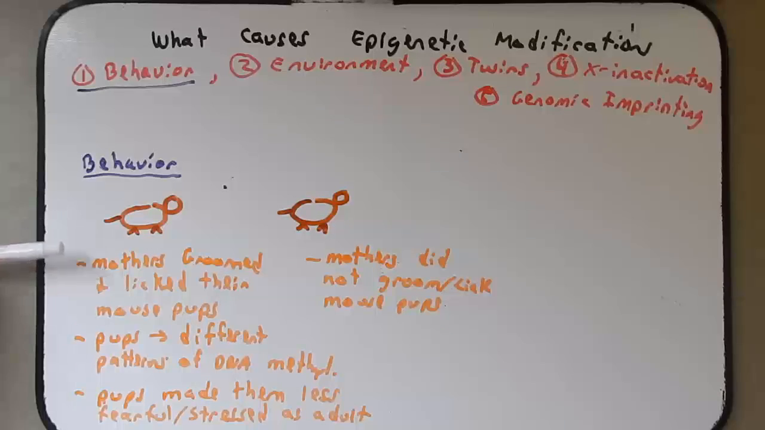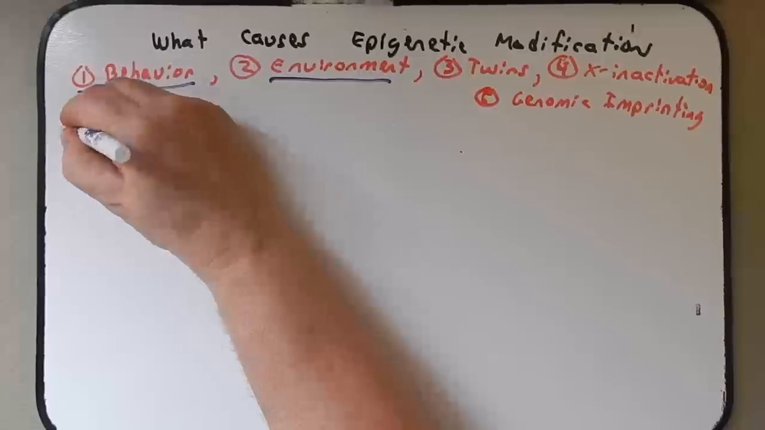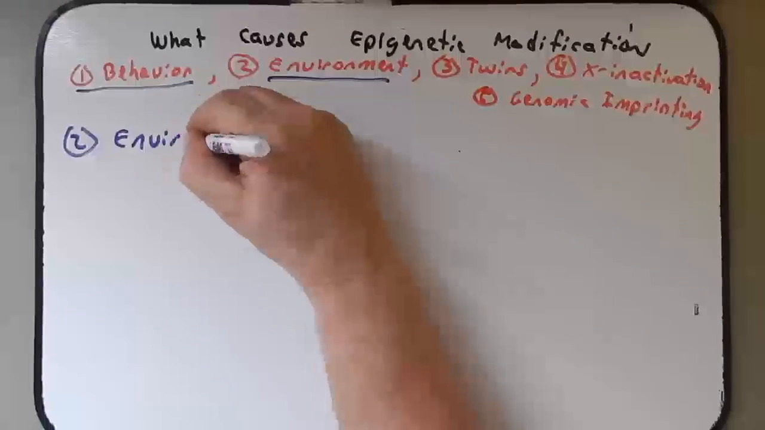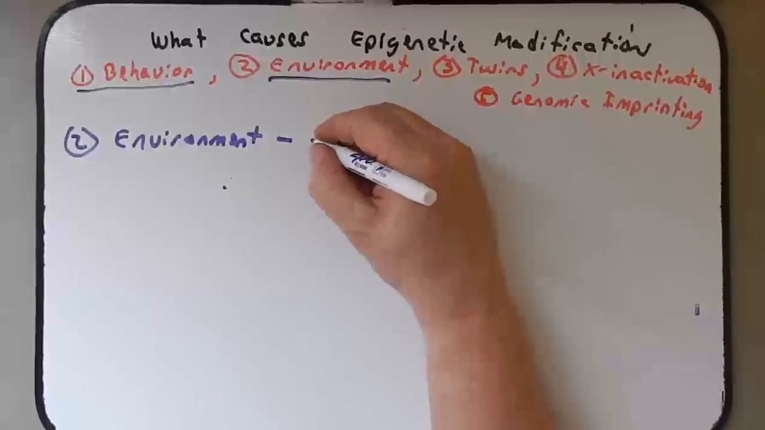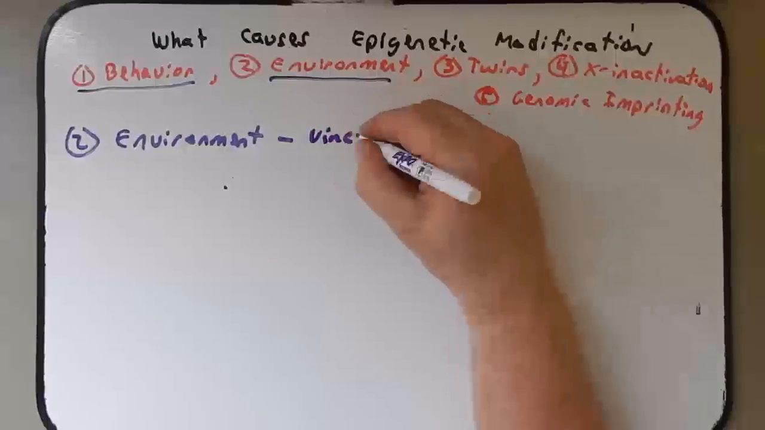There are also comparative studies that have been done in humans as well, suggesting maternal care can have an effect on which genes will be expressed and how that affects the progeny as they get older. All right, so let's move on to environment. And in particular, I want to talk about this fungicide called vinclozolin.